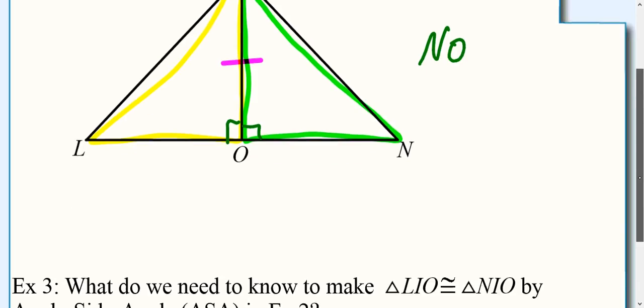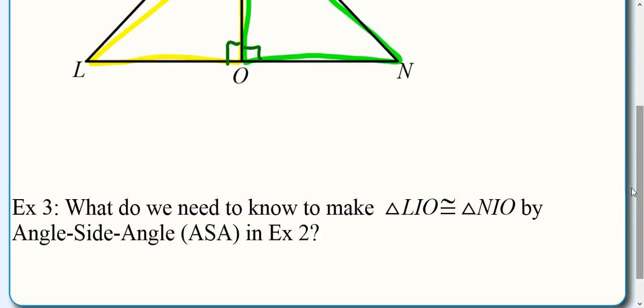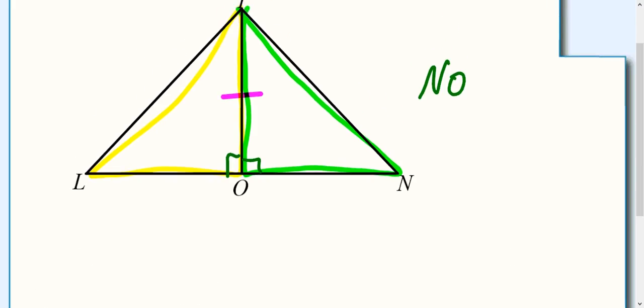So there's a follow-up question here. What would we need to know to make those triangles congruent by angle, side, angle? Right here, we don't have enough information. Trying to do angle, side, angle, we've got the side, that's marked right there in purple. We've got the angle on the one side of it, so we need the angle on the other side of it. The angle on the other side would be those two.